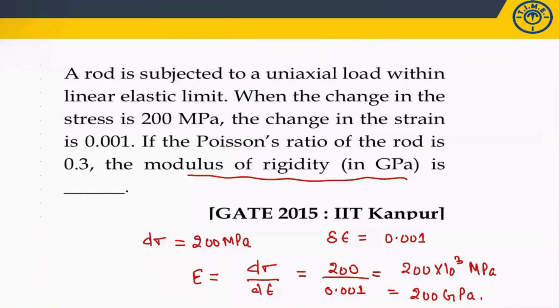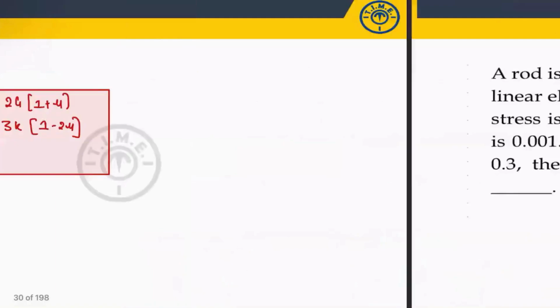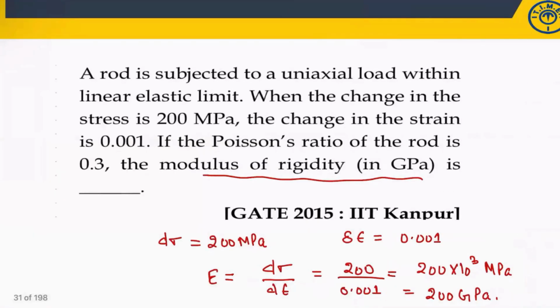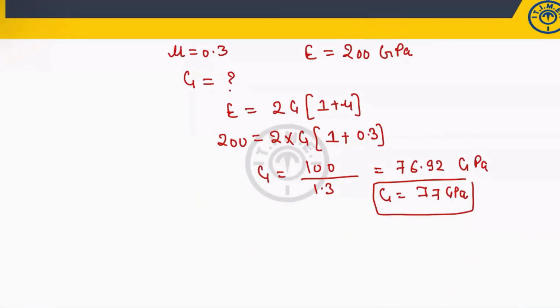So what you have done, you have calculated the Young's modulus and you know the relation between E and G. So E is equal to 2G(1 plus mu). And the other relation for the elastic constant K is E equal to 3K(1 minus 2 mu). Then you can calculate the unknown. Sometimes they will give you the value of G. You can calculate the E value or the K value by using those two expressions.